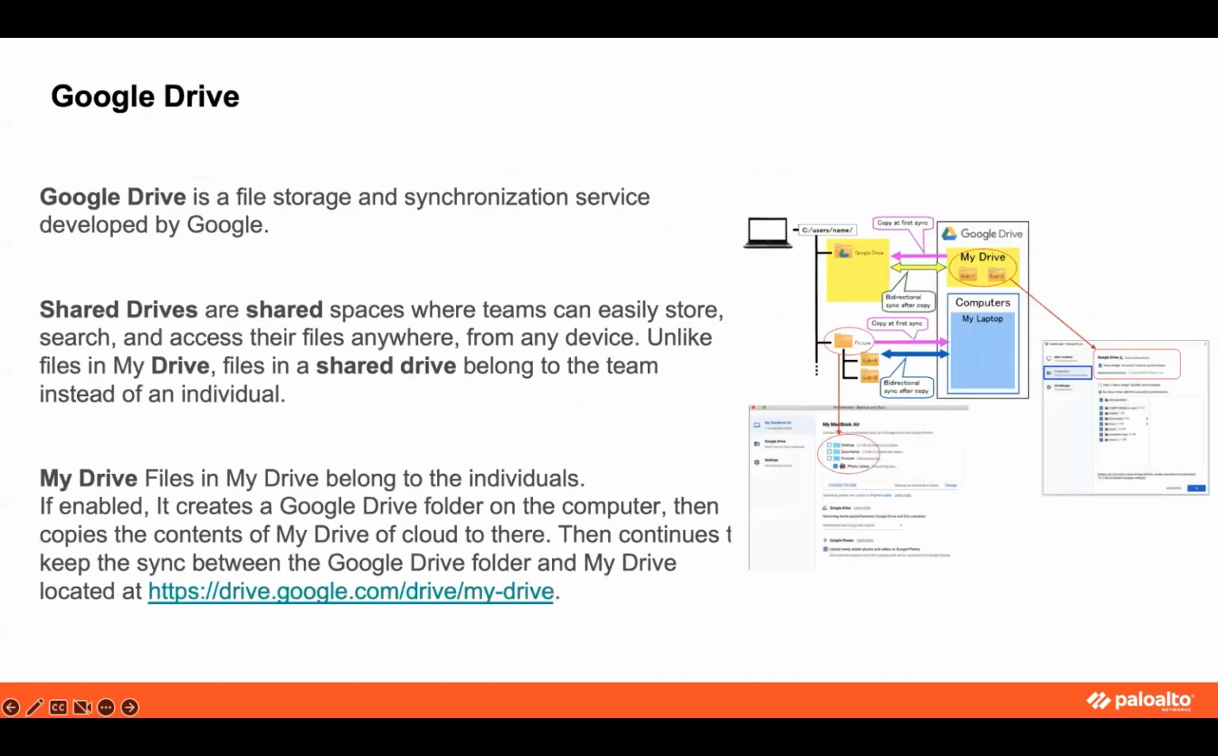SaaS Security API supports both MyDrive and shared drives. MyDrive is a space dedicated to an individual. When it is enabled, it creates a folder on the computer and copies the content from the cloud to there and keeps them synchronized. Shared drives are shared spaces between teams where they can collaborate, store, and share their files and access them from anywhere. The files in shared drives belong to everyone on the team.